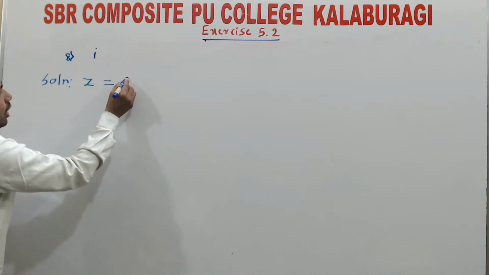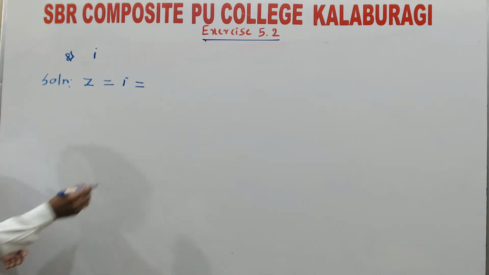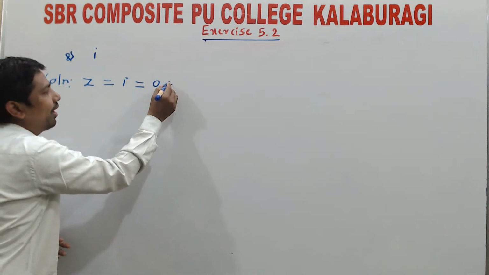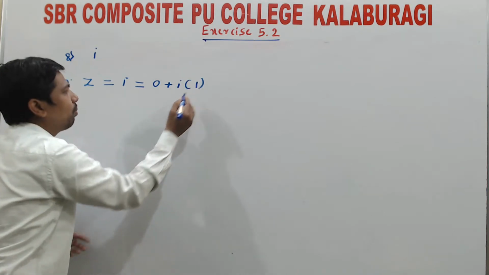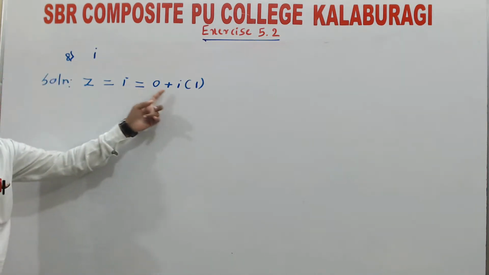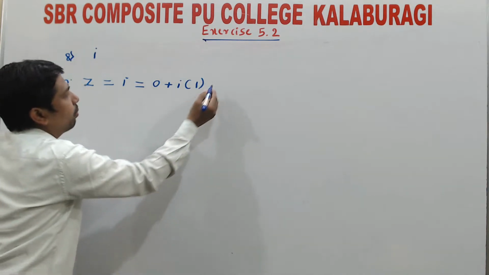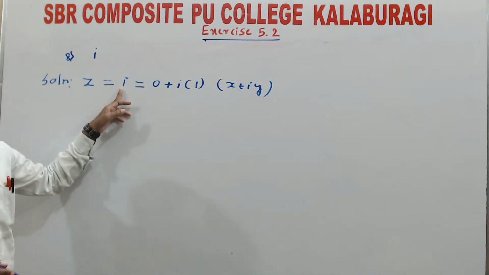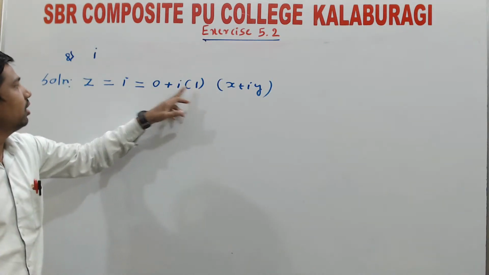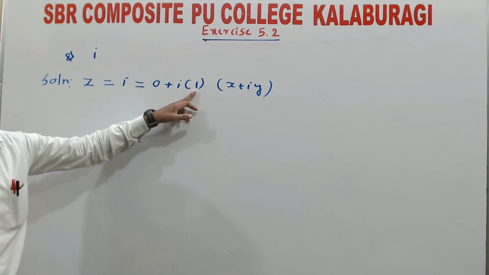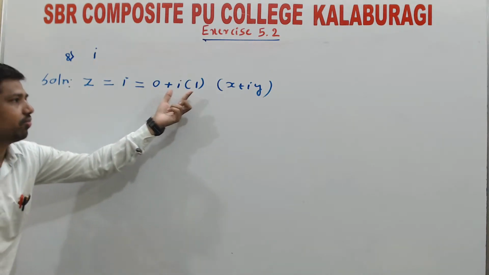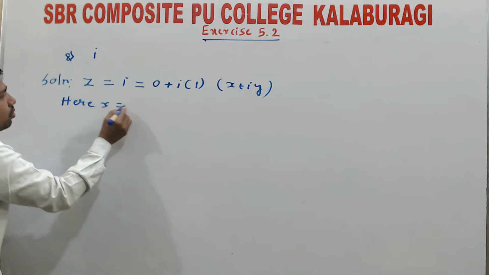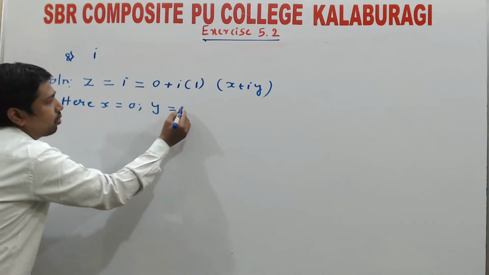Z equal to i. So writing this one in the form of x plus iy. There is no real part, means real part is what? 0. So 0 plus i into y. In place of x it is 0, in place of y it is what? 1. So this is of the form x plus iy. Real part is 0 and imaginary part is 1. So comparing, here x equal to 0 and y equal to 1.